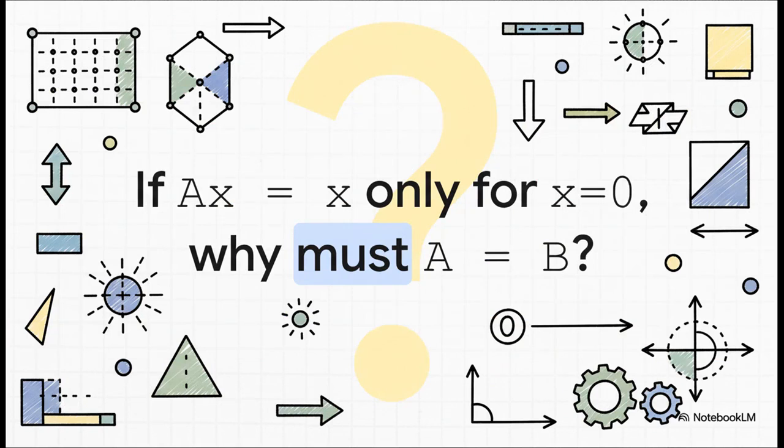We get one more piece of information, just one. We're told that the equation Ax equals x has only one solution, the trivial one, where x is just the zero vector. And with that tiny little clue, we have to prove something that seems kind of impossible. We have to prove that A and B aren't just similar, they are literally the same matrix. How on earth can we get there from here?